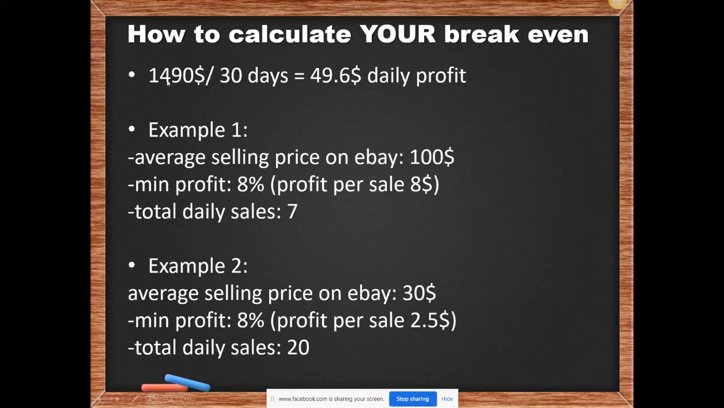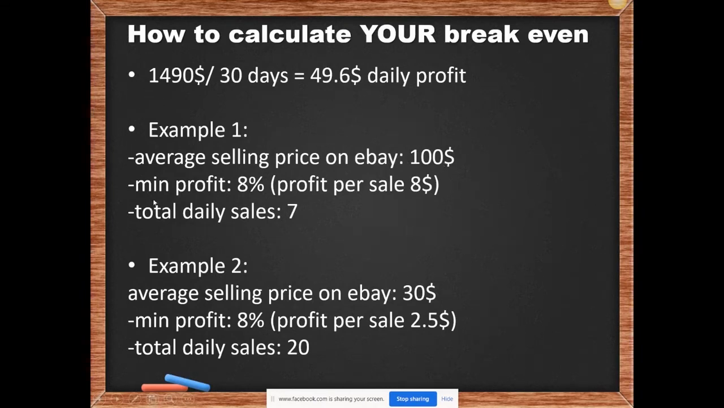So in order to make $1,490 a month, we need to make a profit, right? We need to make a $50 profit a day. So if we go for the strategy of more expensive items, let's say that my average selling price on eBay is $100 per item. Most of my items, let's say, I sell on eBay for $100.